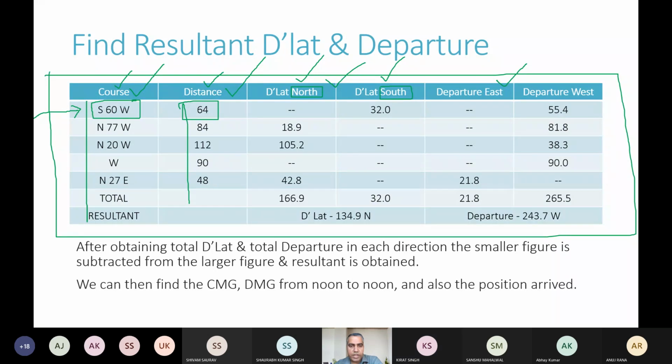Southerly. Very good. It will be southerly. That's why you see I have written this DLAT under southerly. Okay, and how will DLAT be calculated? DLAT is equal to distance cos course. So you can check it in your calculators. 64 cos 60. The answer will be 32.